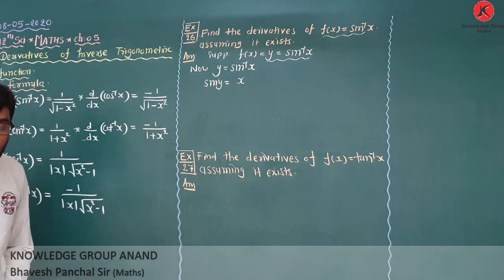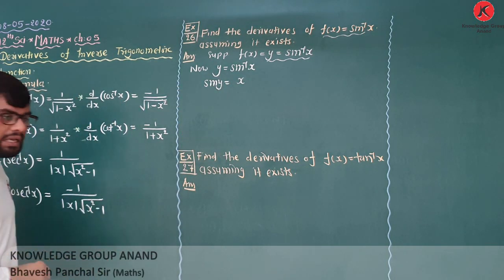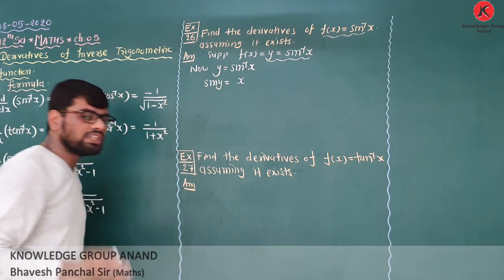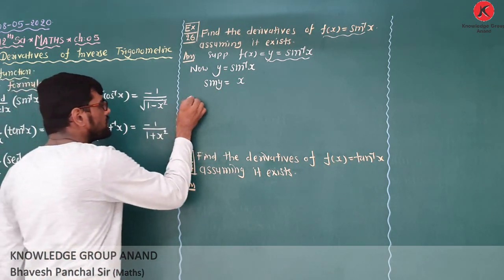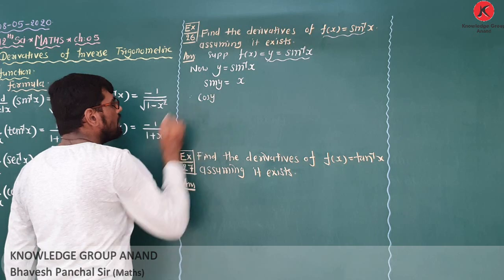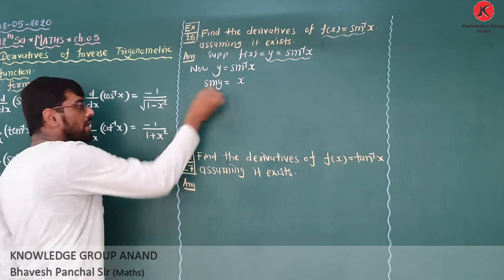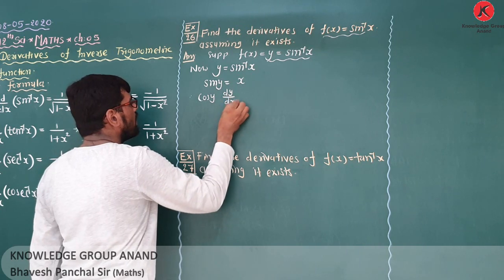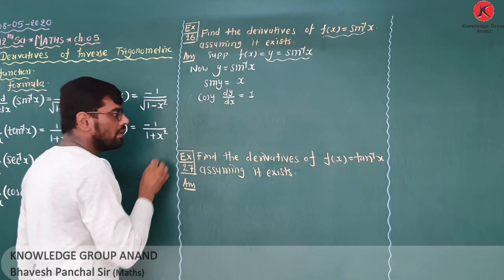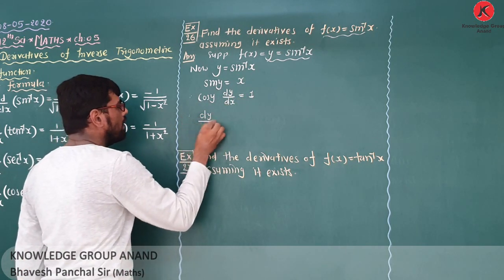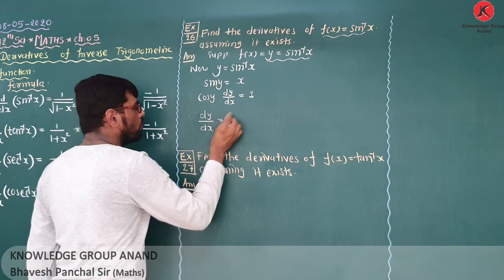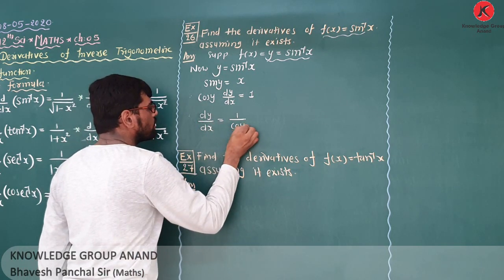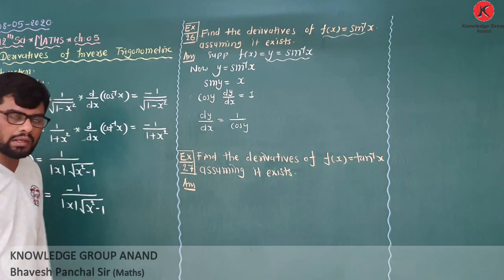Now derivative with respect to x. See here, now the derivative of this function with respect to x: the derivative of sine function is cos y, into the derivative of the inner function, that is derivative of y, which is dy by dx. Okay, and the derivative of x is 1, and therefore dy by dx equal to 1 upon cos y.